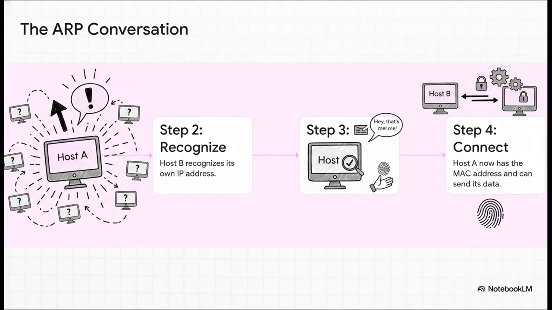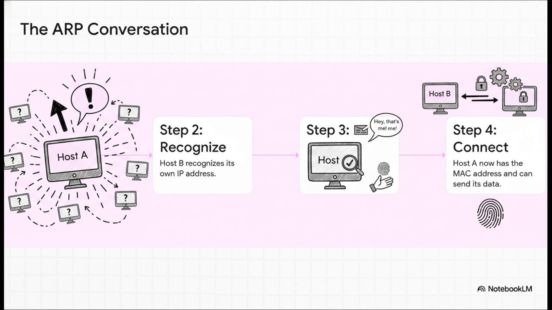So how does this detective actually work? Well, it's a really simple but totally clever four-step process. Just imagine you're in a big open-plan office. In step 1, your computer, let's call it host A, needs to talk to a coworker. It knows their name, their IP address, but has no idea where they sit. So it stands up and broadcasts, basically shouting to the entire office, "Hey, who has the IP address 130.234.325?"